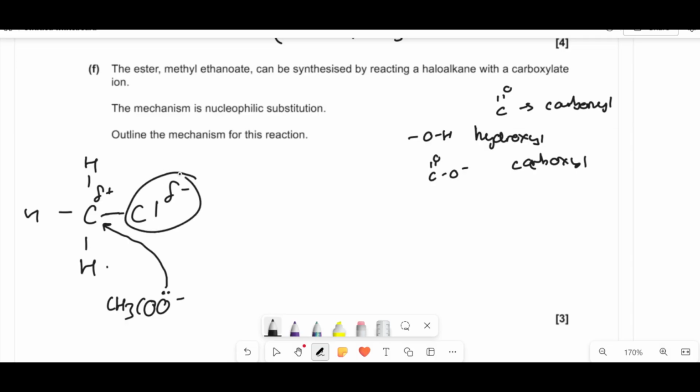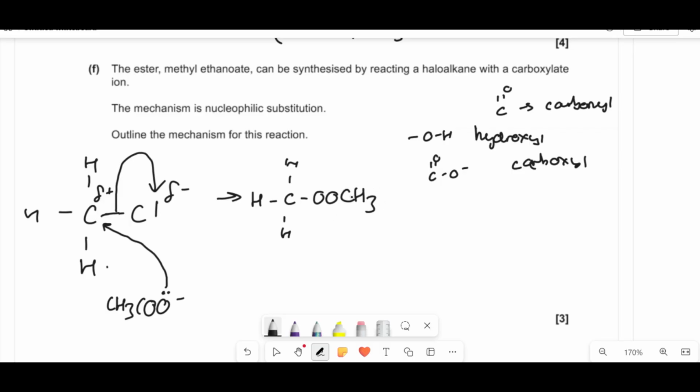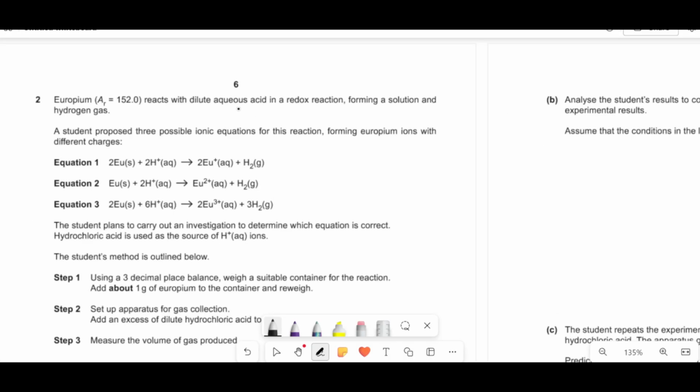So what happens is the bond breaks, but you have to show that it's breaking. So the electrons from the bond go to the chlorine like that. What you end up with is you get HCH like this, right? And then it's going to be OOCH3. That's stuck on now. Plus the Cl minus from there that's been nabbed. And that's it, done.